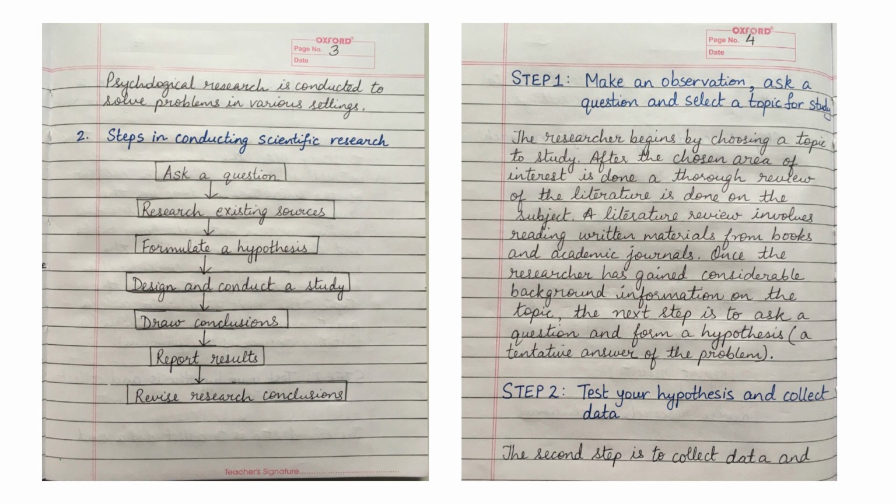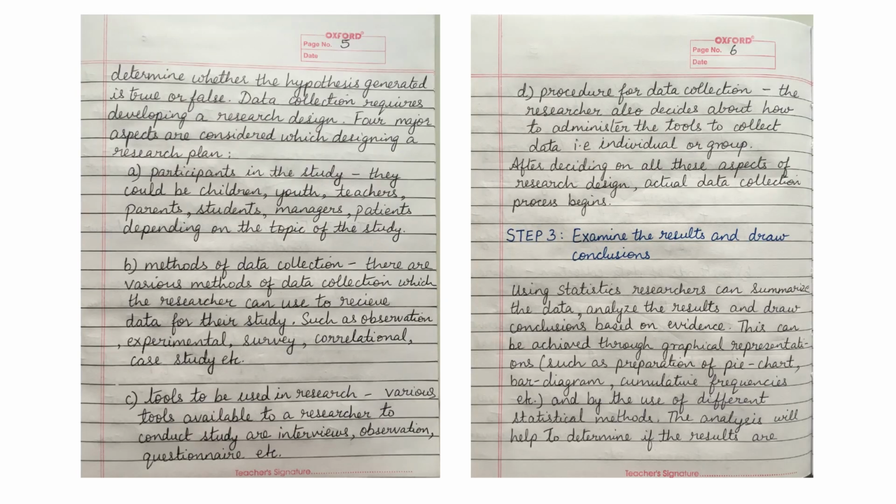Step 2. Test your hypothesis and collect data. The second step is to collect data and determine whether the hypothesis generated is true or false. Data collection requires developing a research design. Four major aspects are considered while designing a research plan. A. Participants in the study. They could be children, youth, teachers, parents, students, managers, patients, depending on the topic of the study.